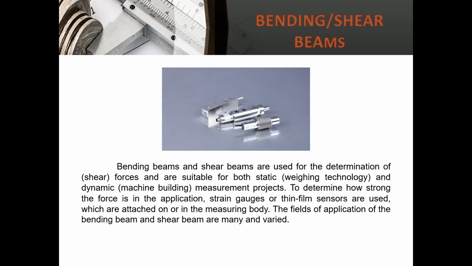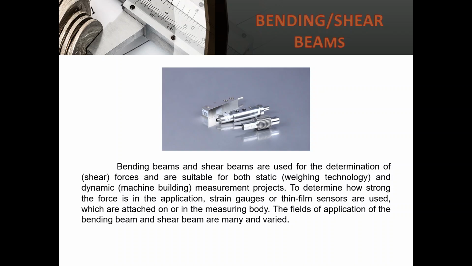Bending beams and shear beams are used for the determination of forces and are suitable for both static and dynamic measurement projects. To determine how strong the force is in the application, strain gauges or thin film sensors are used, which are attached on or in the measuring body.